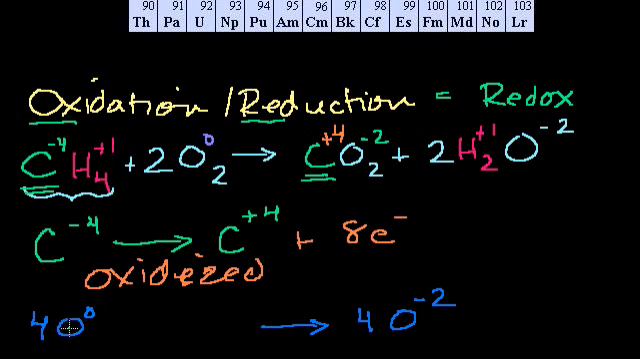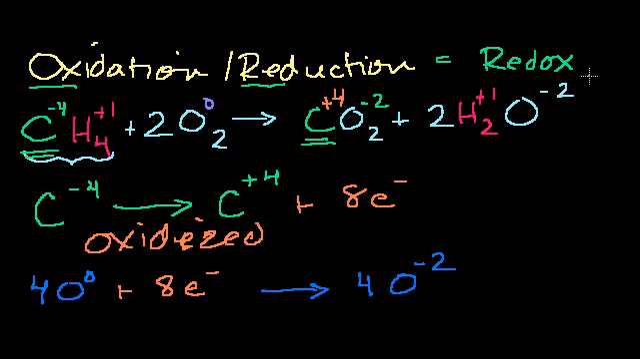So we have 4 oxygens with a 0 oxidation state turning into 4 oxygens with a -2 oxidation state. So each of these 4 oxygens took 2 electrons. There's 4 of them. So we must have gained 8 electrons. So what happened to oxygen? Its oxidation state went down, or its hypothetical charge went down, or it was reduced. Its charge was reduced. Oxygen was reduced.